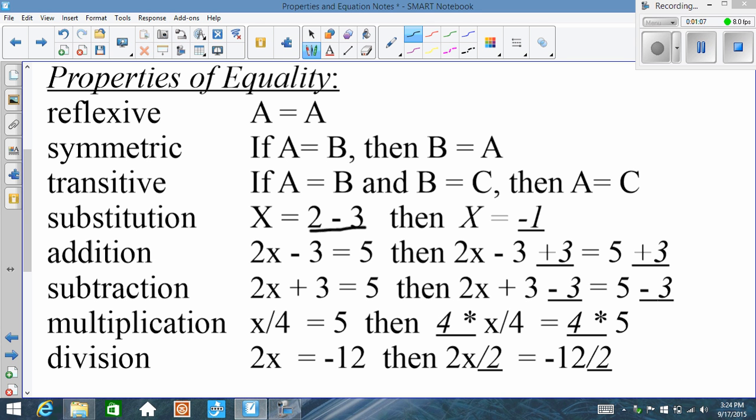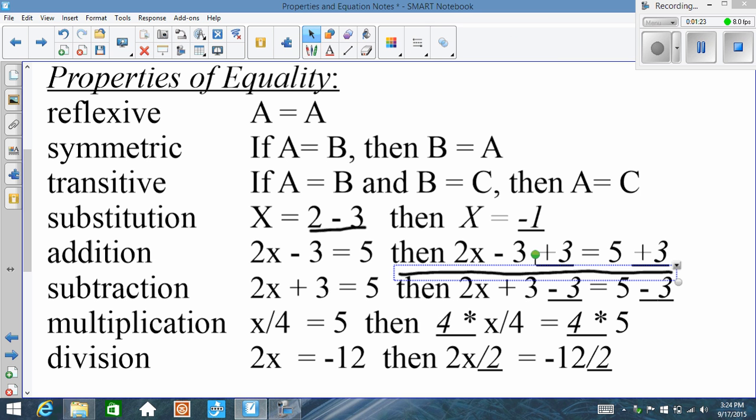Addition property of equality. That is where we add the same thing to both sides. I've underlined it. So that's the change you're looking for. When you see the original equation plus 3 to both sides of the equals, you've got a new part there. So that's the addition property of equality.